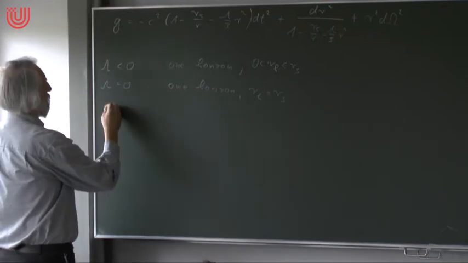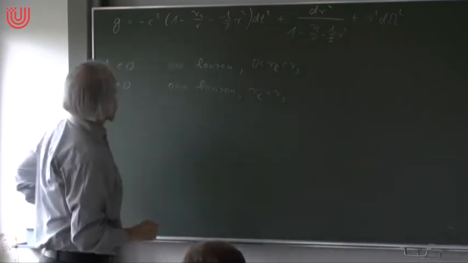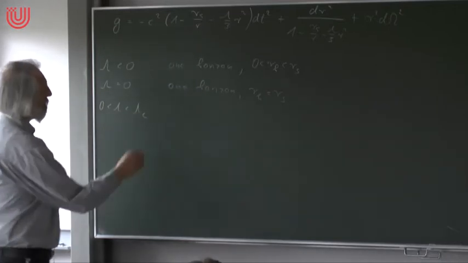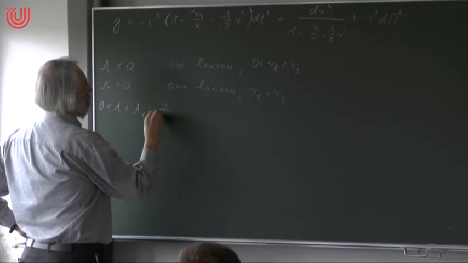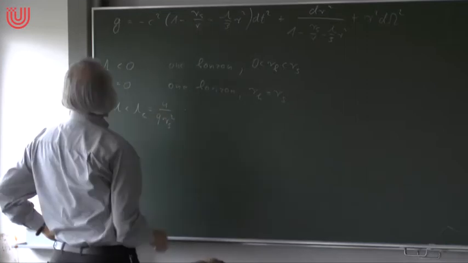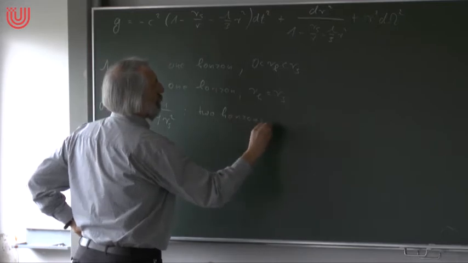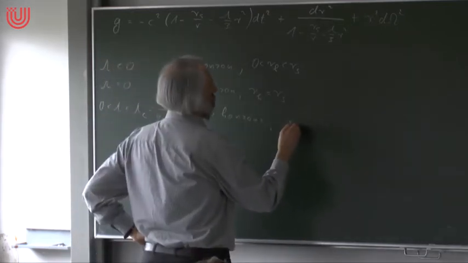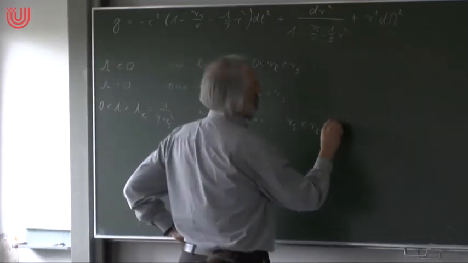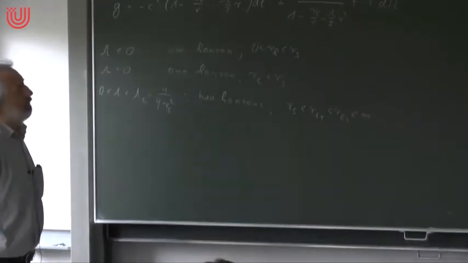And then comes the interesting case. We have seen that for lambda bigger than 0, there are two cases to be distinguished. If lambda is smaller than a certain lambda c, c stands for critical, which was 4/9 divided by Rs squared, then we have two horizons. And they are situated between Rs and infinity. So here's the first horizon, RH1. Then there comes the second horizon.